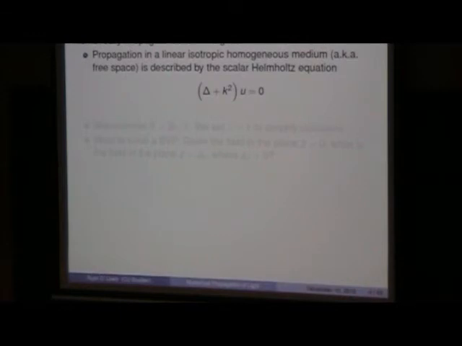So the problem we want to look at is to numerically propagate coherent light between parallel planes in the simplest medium imaginable, a linear, isotropic, homogeneous medium. So the propagation in that kind of environment is described by the scalar-Helmholtz equation. In order to simplify the constants, we'll set our wavelength equal to 1, and that way we'll measure all distances in wavelengths.